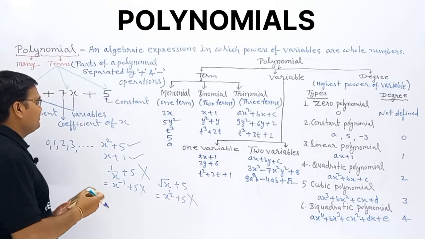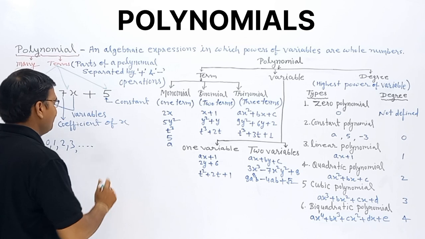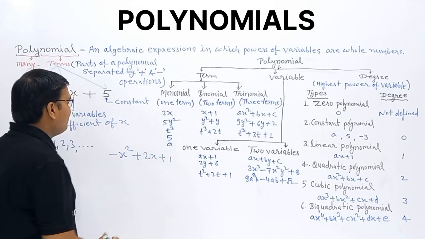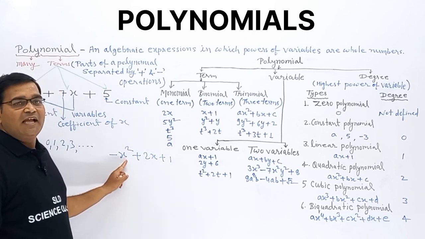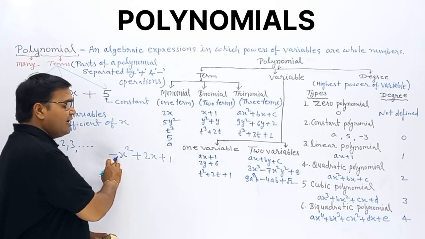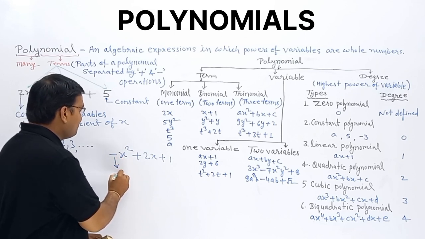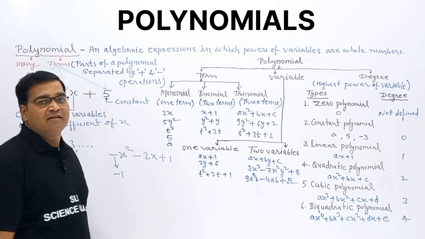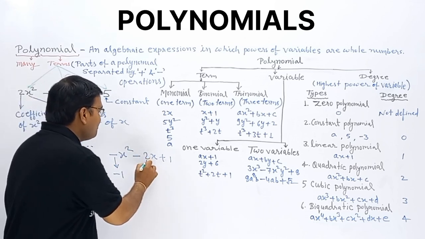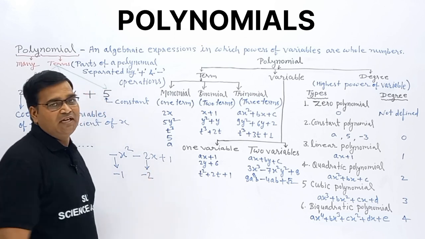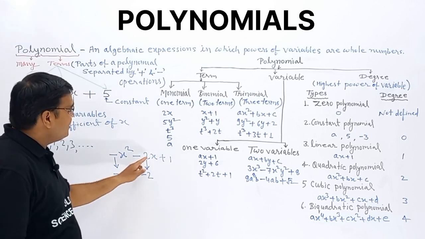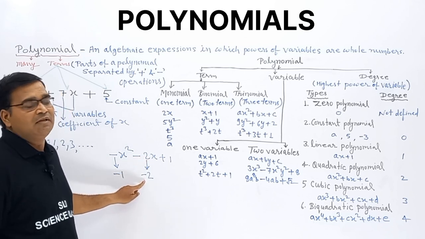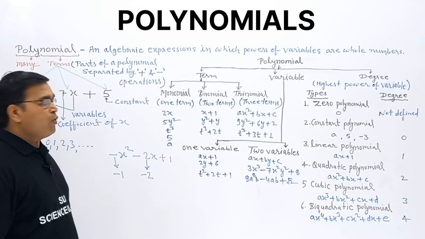Now I am taking one example. We want to identify the coefficients of minus x square plus 2x plus 1. Now what is the coefficient of x square? We have a negative sign, so the coefficient of x square is minus 1. There is no positive sign here, I am taking the negative sign. Now what is the coefficient of x? The coefficient of x is minus 2. Like this, if the number is positive, we will write it directly. But if you have a negative sign, we will use it with the sign. So this is the coefficient.